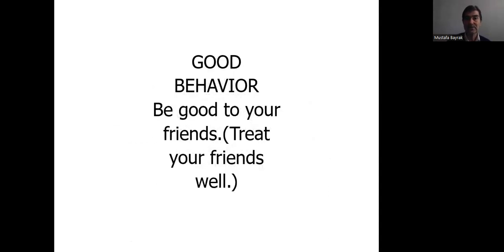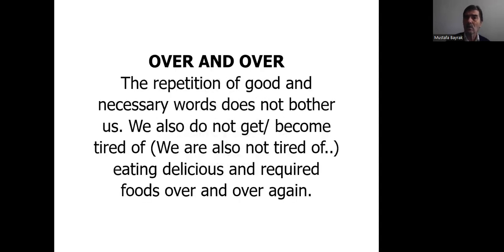Good behavior, the heading is good behavior. Be good to your friends, or treat your friends well, treat your colleagues well, treat your work fellows well, treat your family members well. These are practical sentences. Over and over, the repetition of good and necessary words does not bother us. We are also not tired of eating delicious and required foods over and over again.